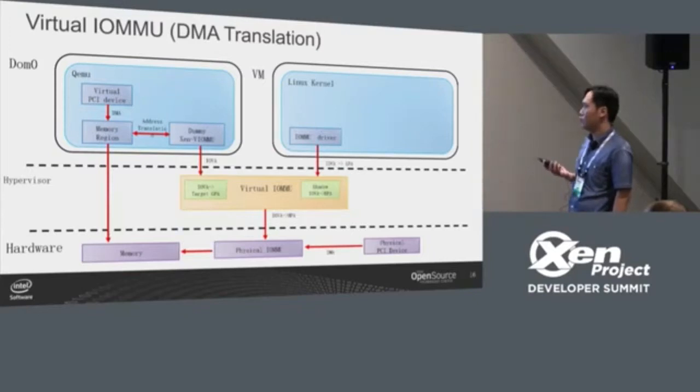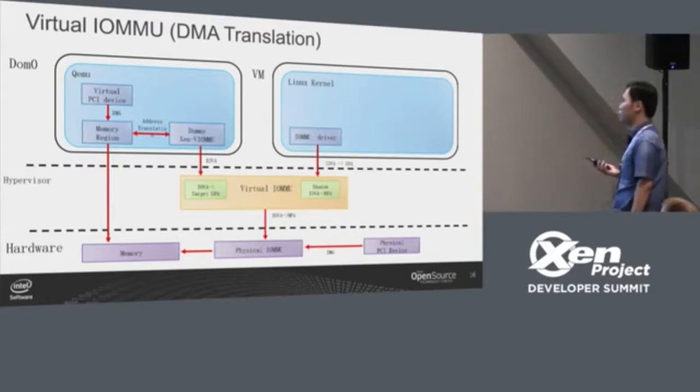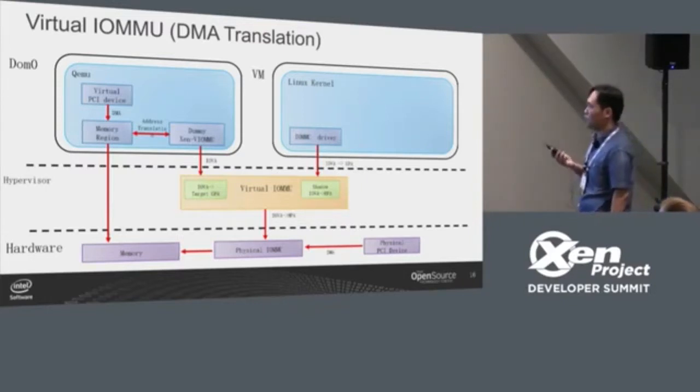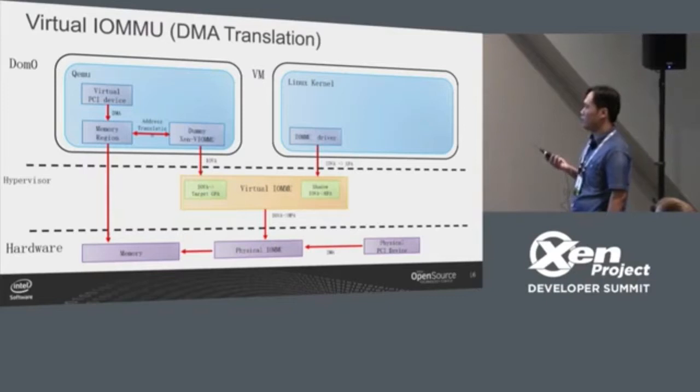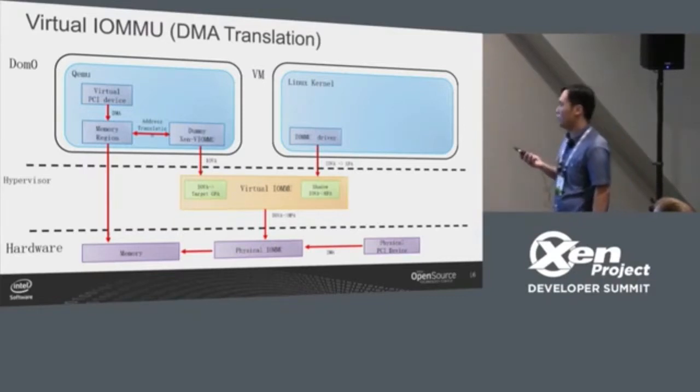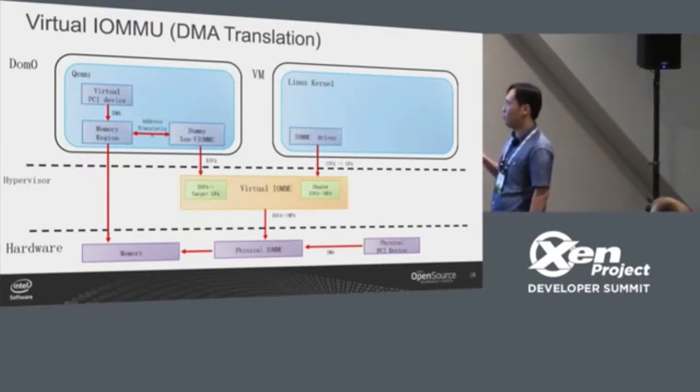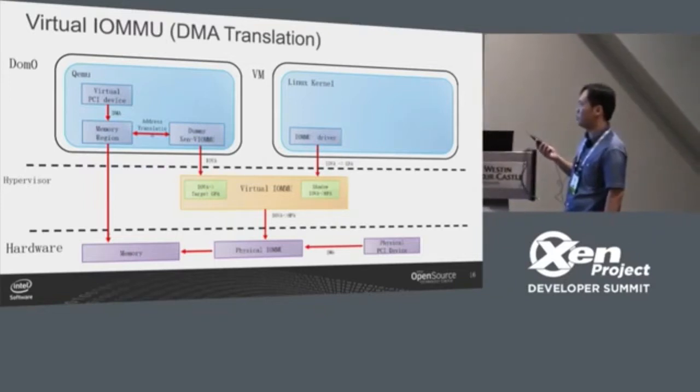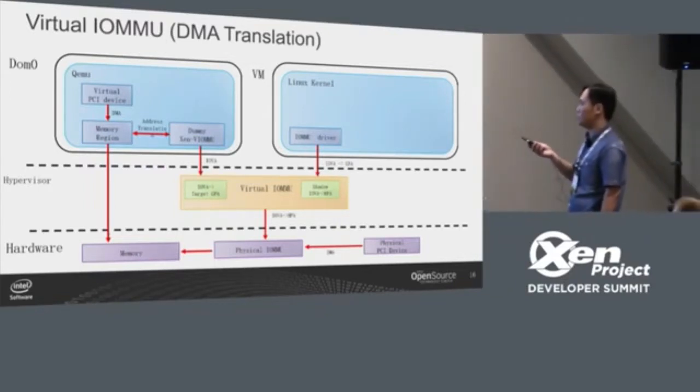It provides a hook. The dummy device module will register a callback. Once there is a DMA translation request, it will pass the request to the hypervisor. The virtual IOMMU will do the translation from the IOVA to the target GPA, and then return back. Then QEMU will access the target GPA.